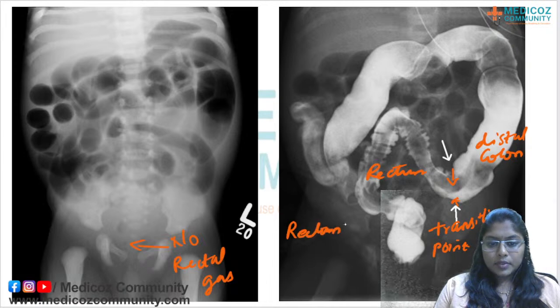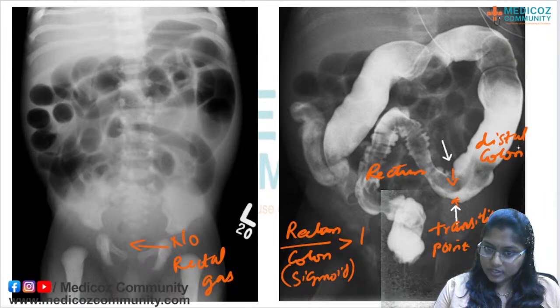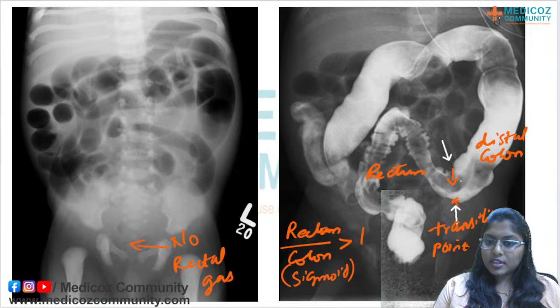The normal ratio for rectum to colon is greater than 1. That means rectum is larger than the colon. But in this case, we are able to see clearly that the colon is larger. Colon in the sense distal colon, that is sigmoid in particular, not the entire colon. So, in this case, the rectum is smaller than the sigmoid colon. This is because of the aganglionosis of the distal colon.